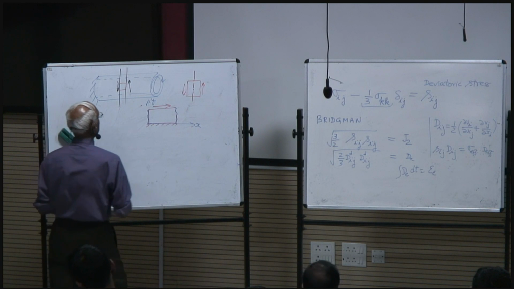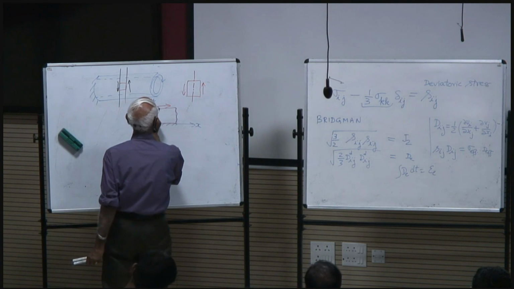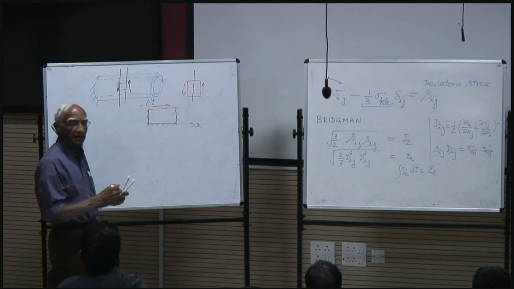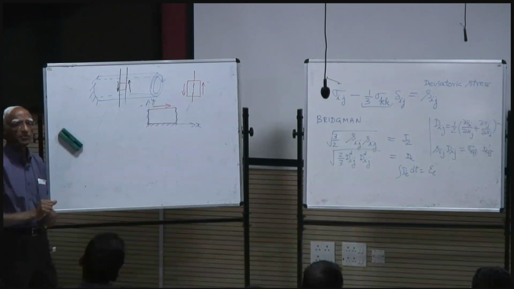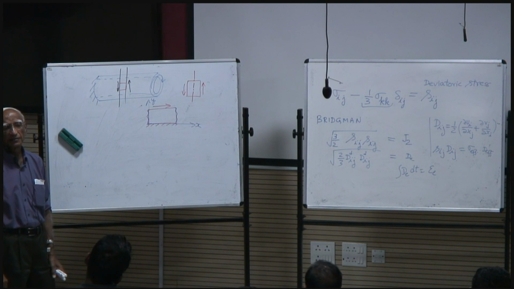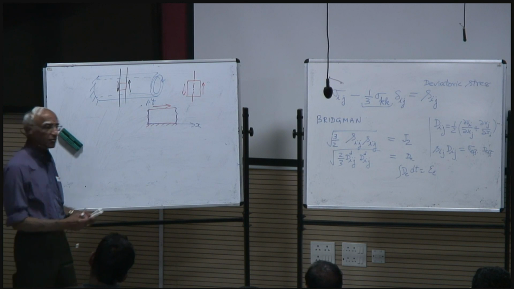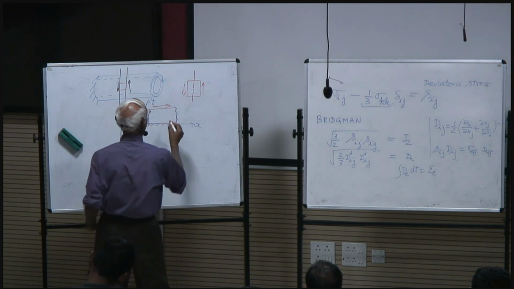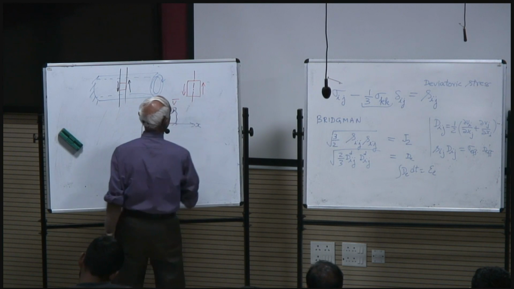So let's say, and we can say either the shear stress is prescribed on the top surface or the velocity is prescribed on the top surface. So we are going to say velocity is prescribed on the top surface as V bar.